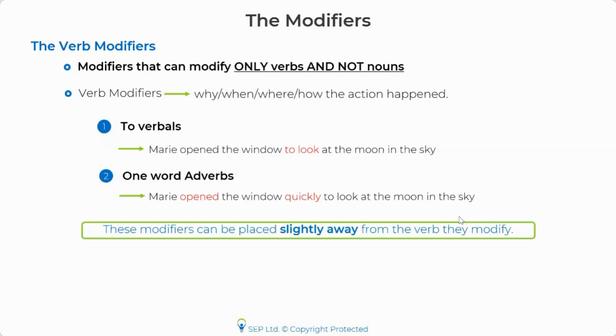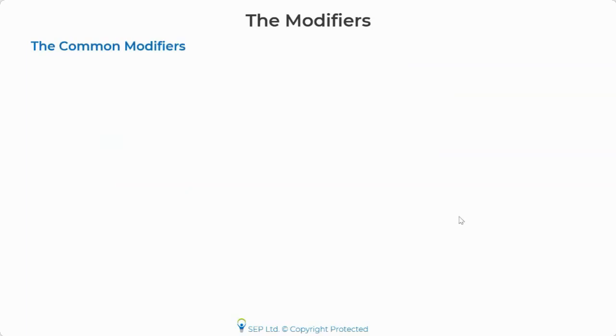Okay. Now, verb modifiers are different from noun modifiers in that these verb modifiers can be placed slightly far away. You know, you can see that also. To look is at a distance from opened. Quickly is away from opened. Unlike noun modifiers, which touch the noun they modify. Clear, guys? Now comes the problematic area, common modifiers.